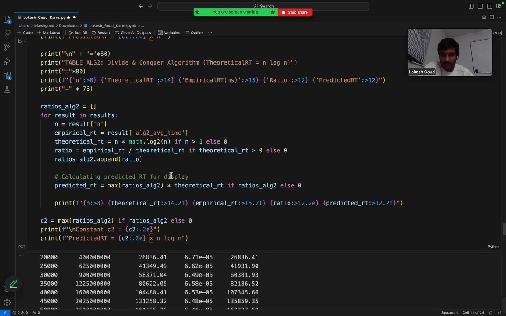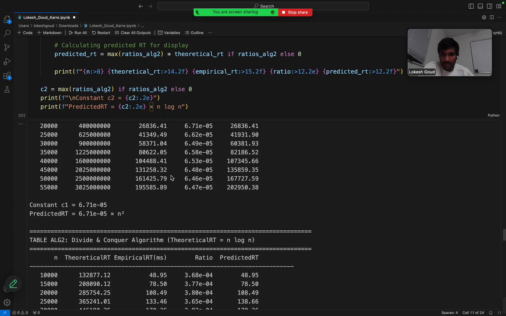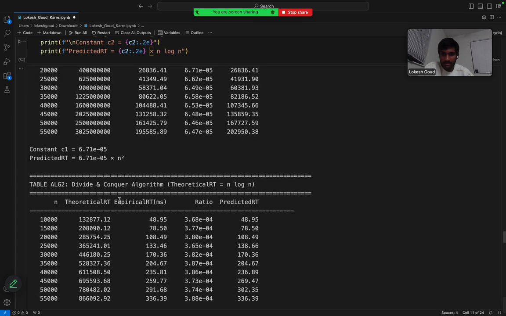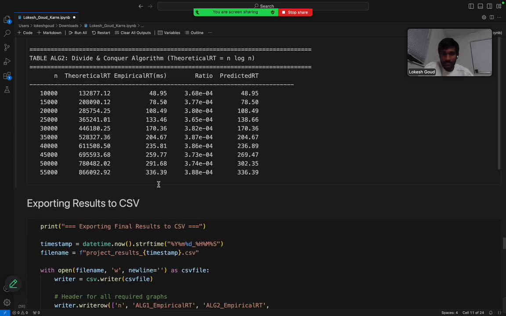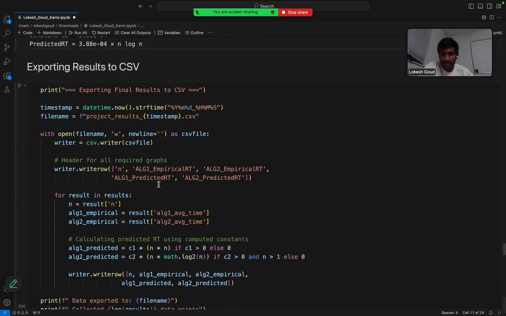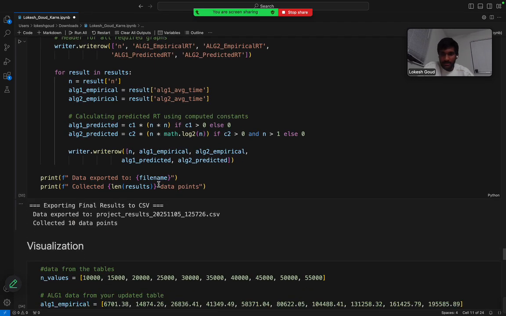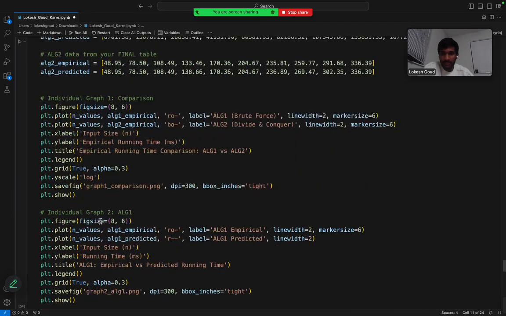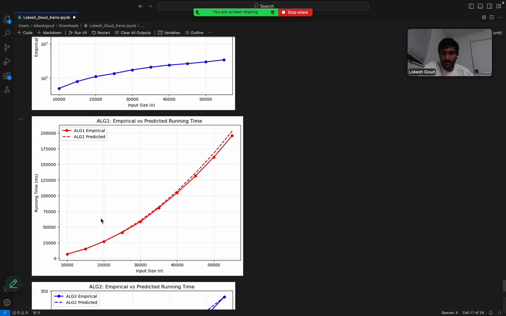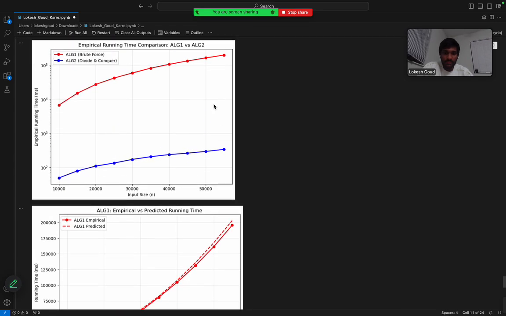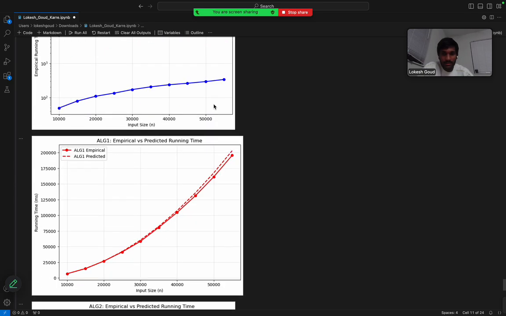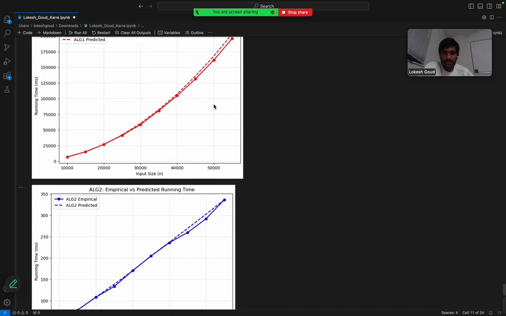After this, you can see the theoretical runtime comparison between both algorithms. The next two graphs, the two plots, compare empirical and predicted running times for each algorithm using constants derived from the ratio of empirical to theoretical results.